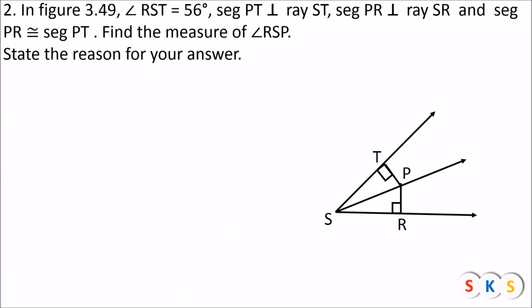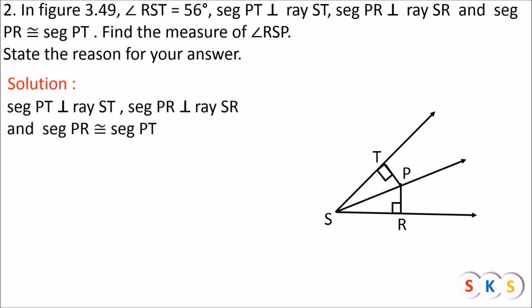Here we have question number 2. In the figure, angle RST equals 56 degrees, seg PT perpendicular to ray ST, seg PR perpendicular to ray SR, and seg PR congruent to seg PT. Find the measure of angle RSP. State the reason for your answer. Let's see the solution of this question.